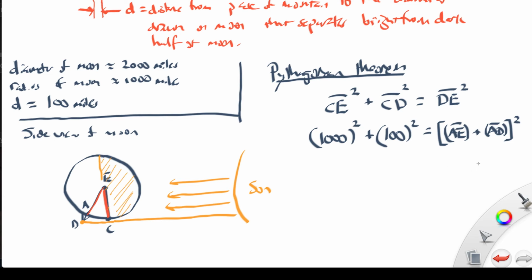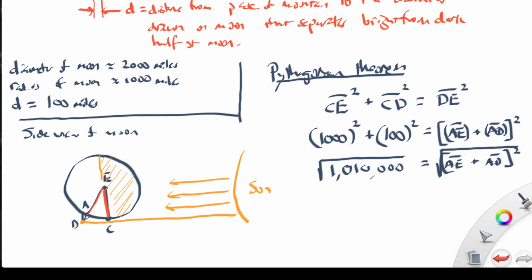Okay? Now, notice that 1,000 squared is 1,000,000, and 100 squared is 10,000. So here on the left-hand side, we have 1,010,000. And that is going to be the quantity AE plus the quantity AD, all squared, right? Well, we can take the square root of both sides. When we do that, we get about 1,004 to 1,005. I'm going to write 1,005, and that would be the sum of AE plus AD.